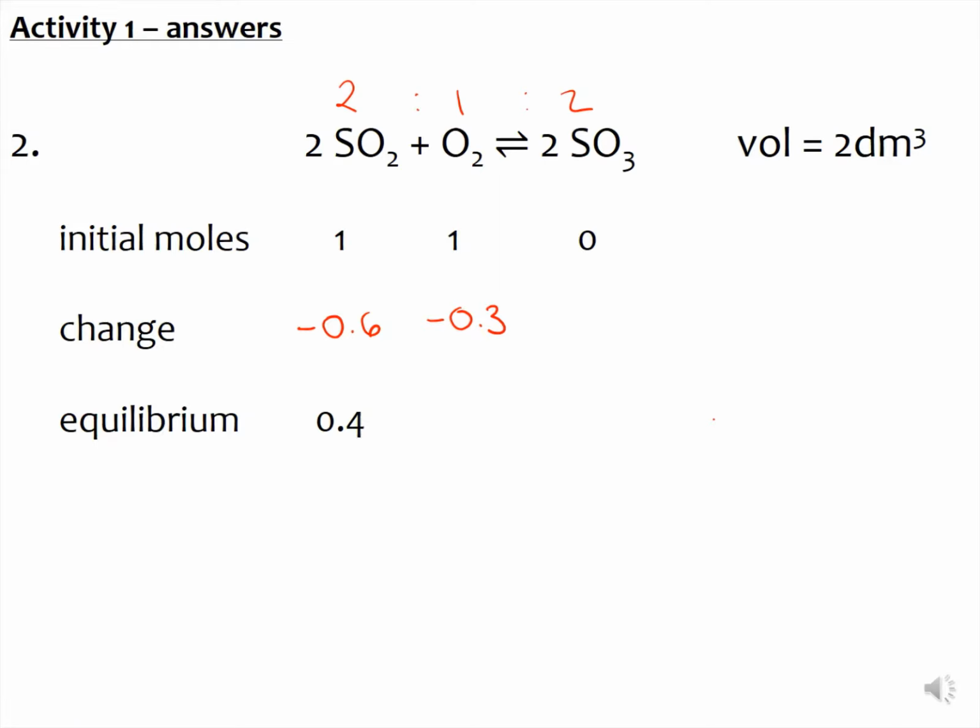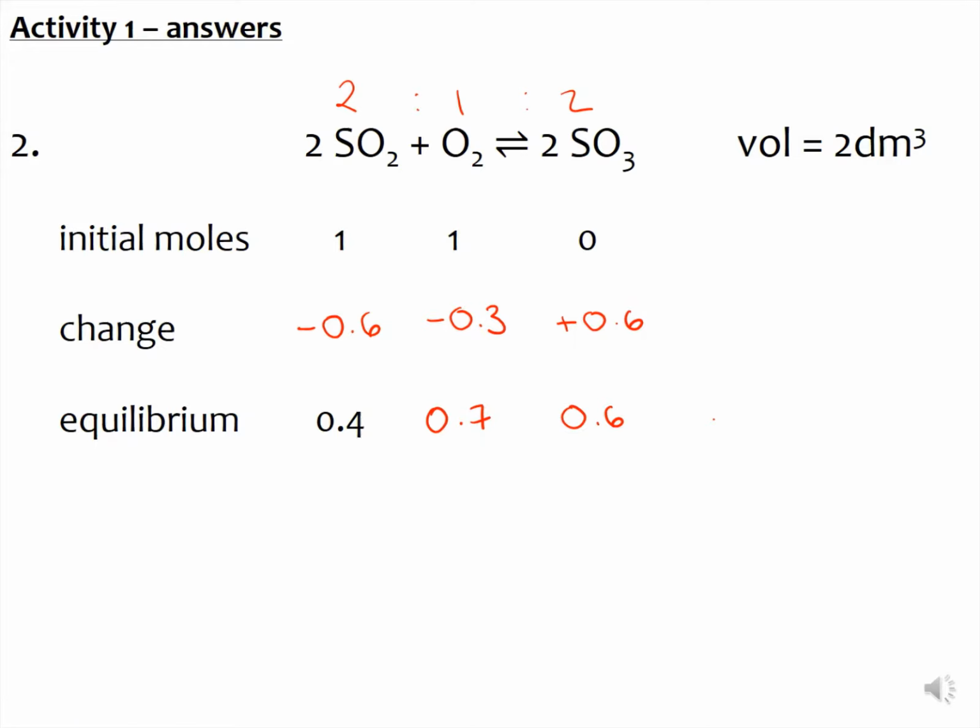Now, how much SO3 is going to be produced? Well, it's a 2 to 2 ratio to SO2, or 1 to 1, so that is going to go up by 0.6. So again, check the ratio, 0.6, 0.3, 0.6, that is, in whole numbers, a 2 to 1 to 2 ratio. So at equilibrium, we would have 0.7 moles of O2 left, and we would have made 0.6 moles of SO3.